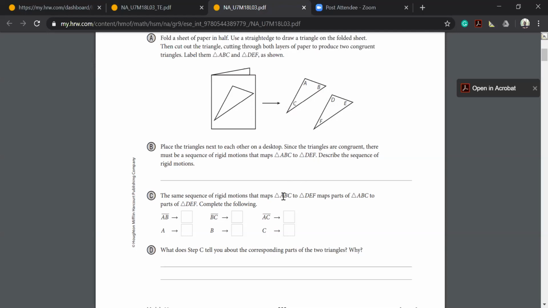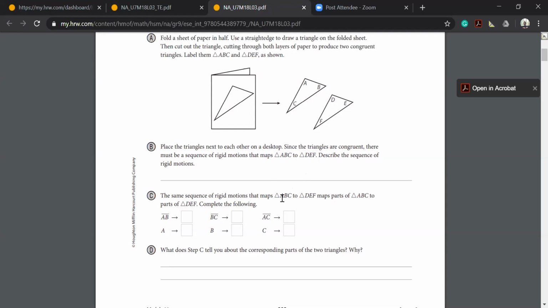So here AB is facing DE. So I'm going to tell him AB is congruent, or yani maps, to DE. And let's see in the shape, AB is the same as DE. So we are right. So BC is mapping to what? To EF. So let's see in here. BC is mapping to EF. So we are right. So we are going to write here BC maps to EF.